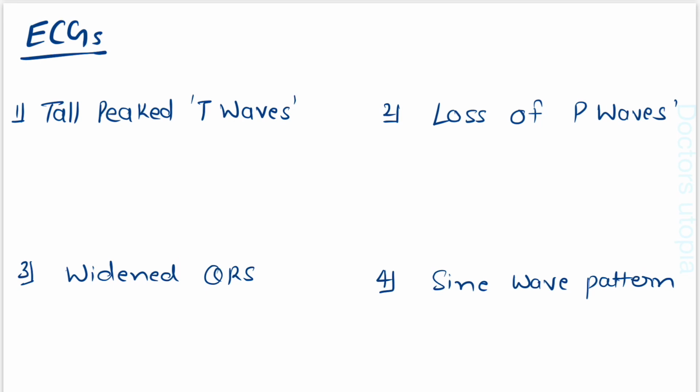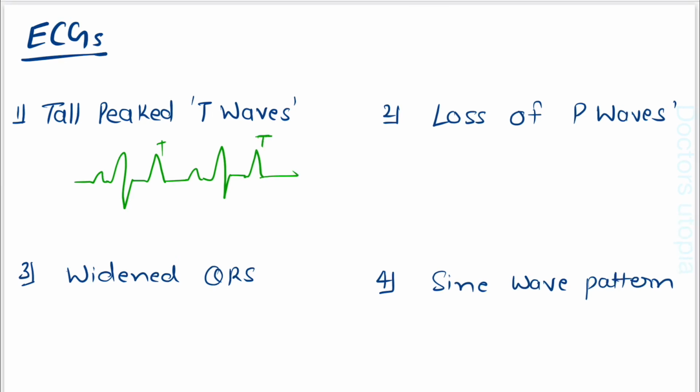The first change we have is a tall peaked T wave. Let's say this is the P wave, then a normal QRS complex, then a tall peaked T wave. Then again P wave, QRS, and then a tall peaked T wave. These peaked T waves occur when the level of potassium is between 5.5 and 6.5 millimole per liter.